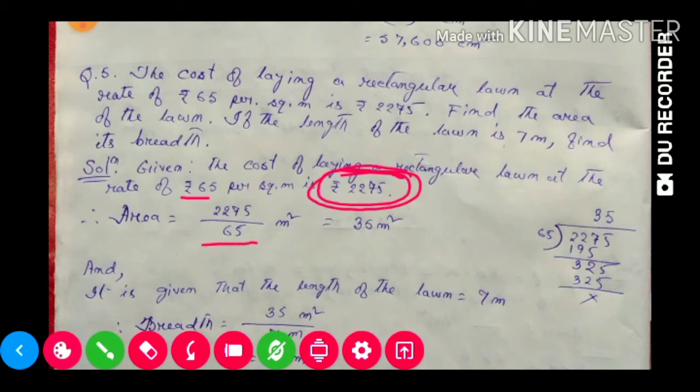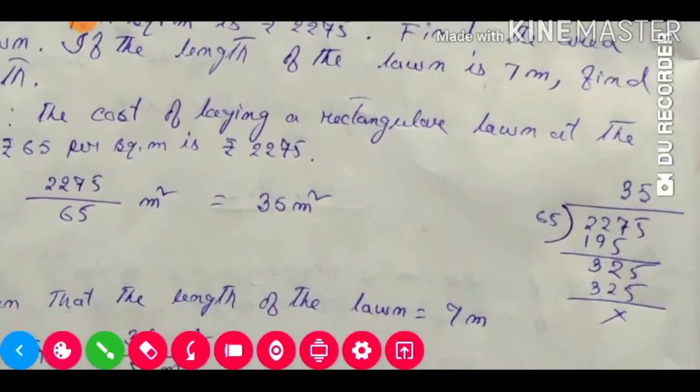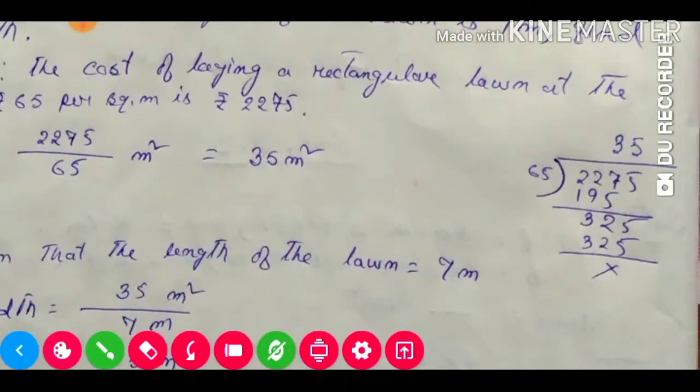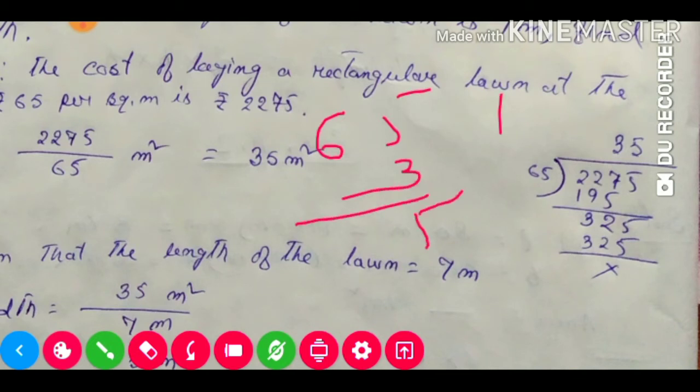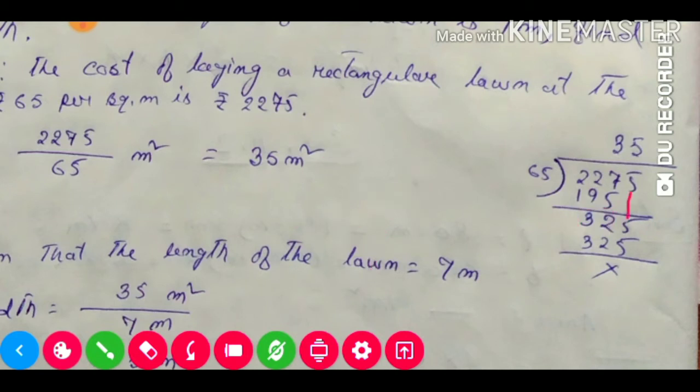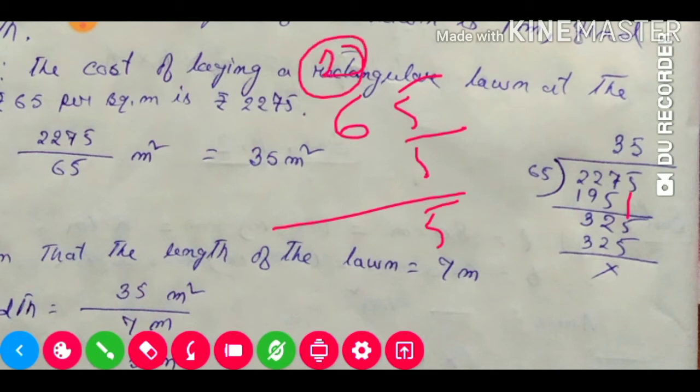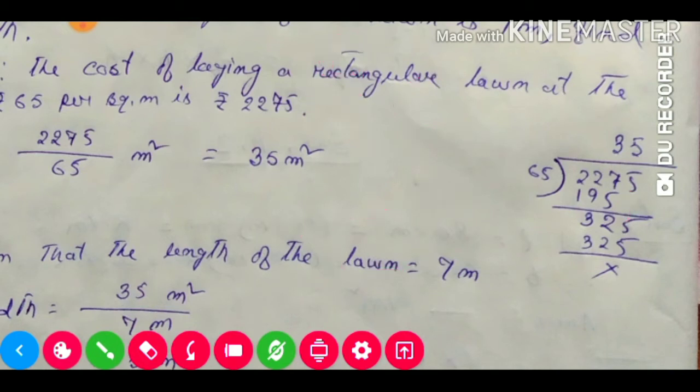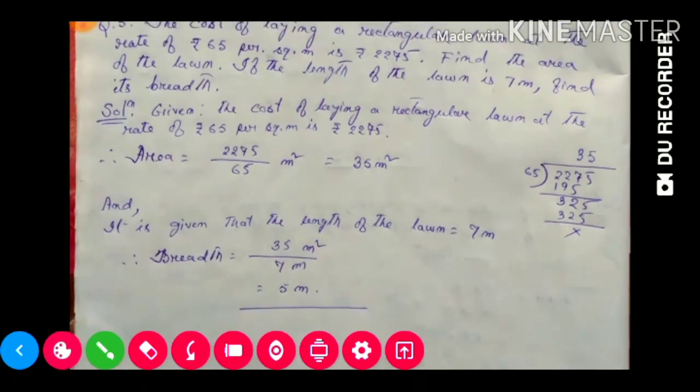Now see here the division, I am showing it here, 65. So 3 times it is going. 3 into 65: 3 into 5, 15, 1 will remain. So 3 into 6, 18 plus 1, 19. So 195. So 227 minus 195 is 32. 32 is not divisible by 65, so we pull down our 5. Now it will be 325. And 65 into 5 will be 325: 5 into 5, 25, 2 will remain; 5 into 6, 30, 30 plus 2, 32, 325. So we got the area equal to 35 meters square. So here our area we got is 35 square meter.